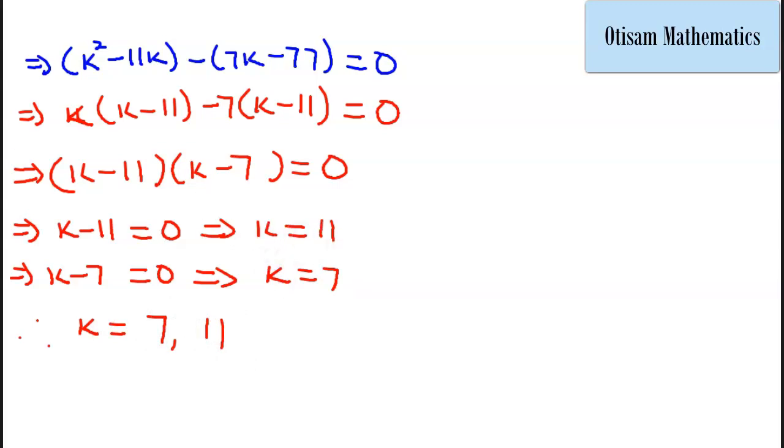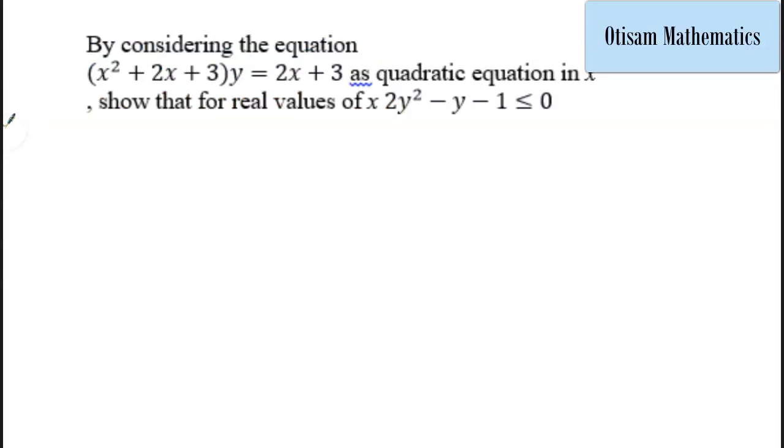Let's look at the next one. By considering the equation, in bracket, x squared plus 2x plus 3, all times y, is equal to 2x plus 3, as a quadratic equation in x, show that for real values of x, 2y squared minus y minus 1 is less than or equal to 0. Before I go through the solution, I want you to once again pause the video. When I give you the final answer, you cross check.